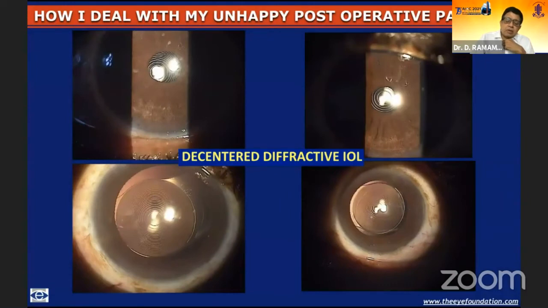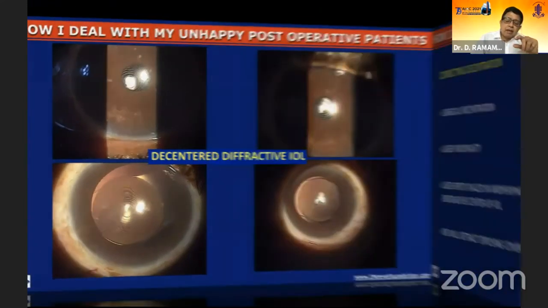Decentration is something that's not talked about too often, but you can see two eyes of the same patient in this multifocal diffractive lens, and because of the rings, you can make out that the right eye is decentered and the left eye is well-centered. Even if it's a monofocal lens, a decentration like this would introduce a significant amount of coma. And obviously sometimes it occurs because of inappropriate overlap of the rhexis margin.